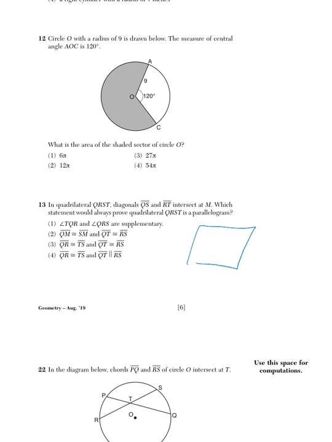Helps to draw it first. QRST. So in order for that to be a parallelogram, if both pairs of opposite sides, for instance, are congruent, that would make it a parallelogram. And that would be choice 3.